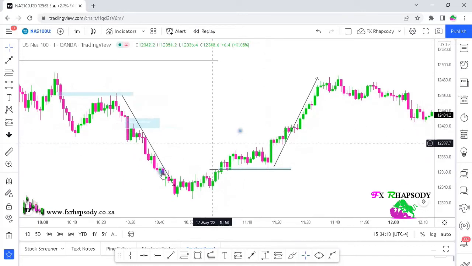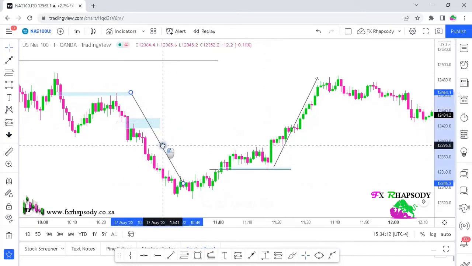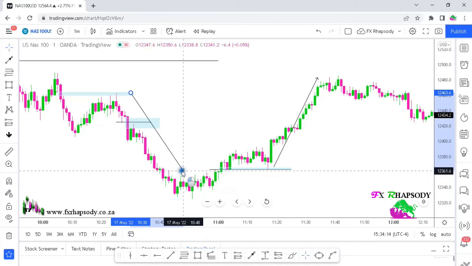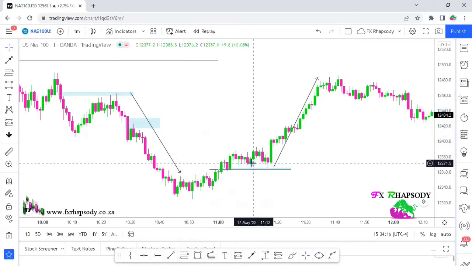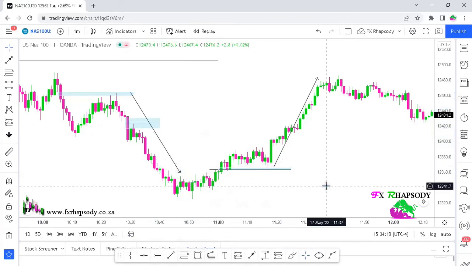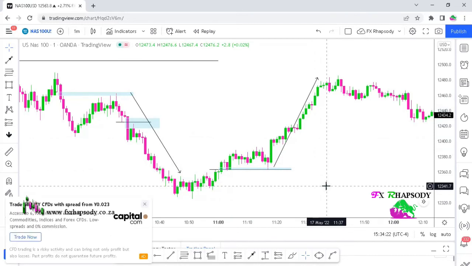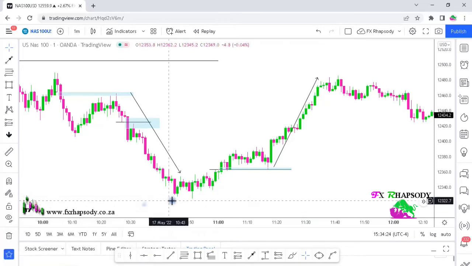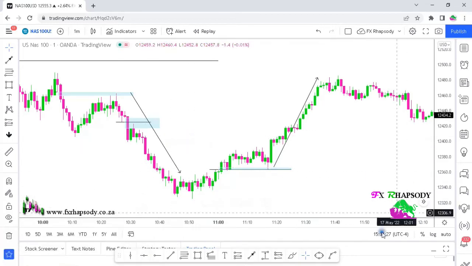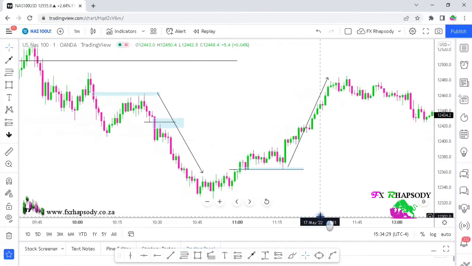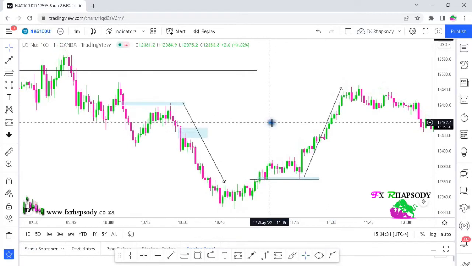Never throw away patience. I keep saying it, and I want to say it over and over again. Be patient. Wait for your setups. Don't just climb into a trade because you can see it going down. It's all about having your analysis correct. Just going to zoom out a little bit. There we go. Just having your analysis correct.